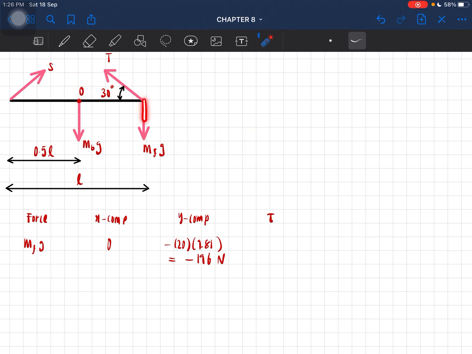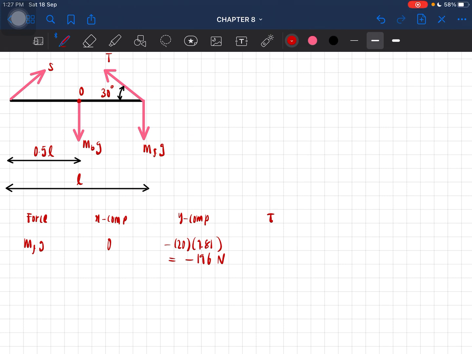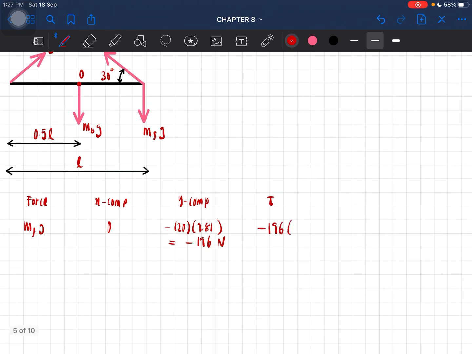So this is the force, and then we have to find the distance to the rotation axis, which is 90 degrees here. So what is the distance? The distance is this one. 0.5 L, half of the length of the beam, because we want the distance up until this rotation point here. Right, so force is negative 196 times, wait, before that let me redo that one.